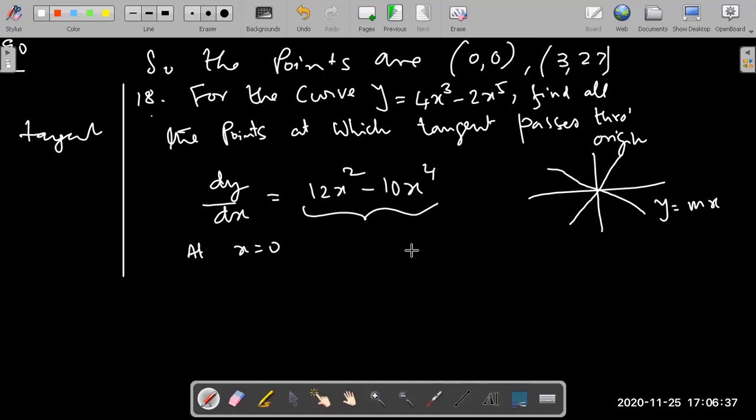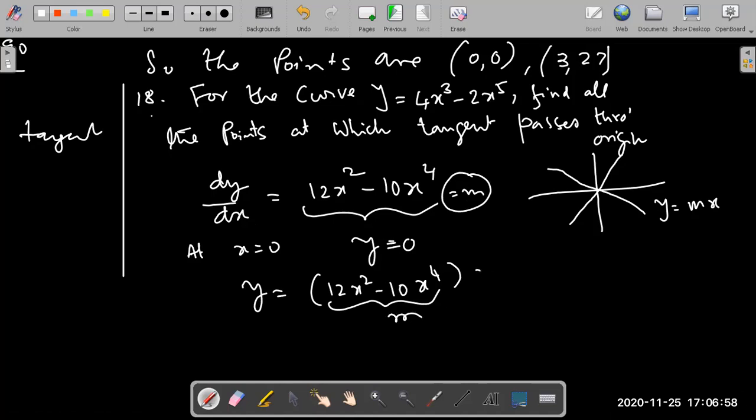So when it passes through the origin, at x equal to 0, what is the y value? Y is also equal to 0. So we are now putting y is equal to mx, that is 12x squared minus 10x to the power of 4, this is m, the slope, multiplied by x, and c is 0. That means we don't need to put it. So when you multiply with x, we have y is equal to 12x cubed minus 10x to the power of 5.